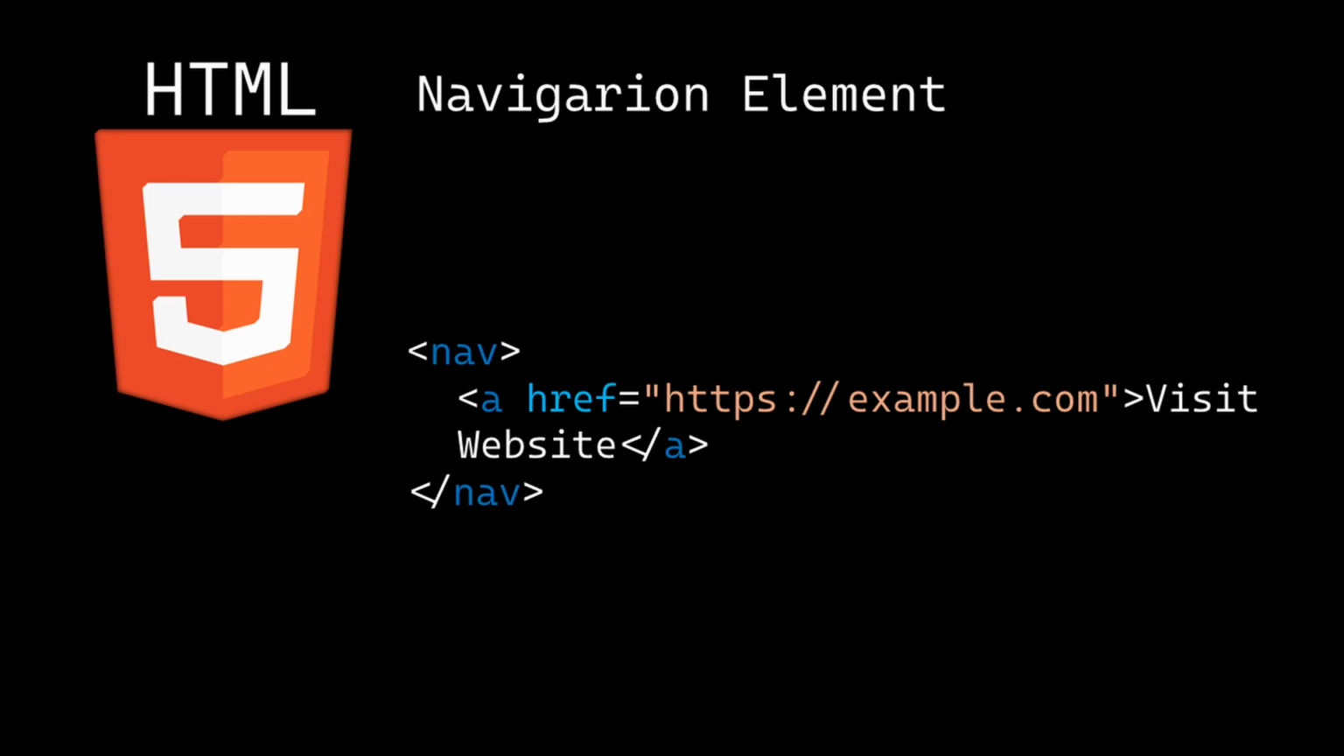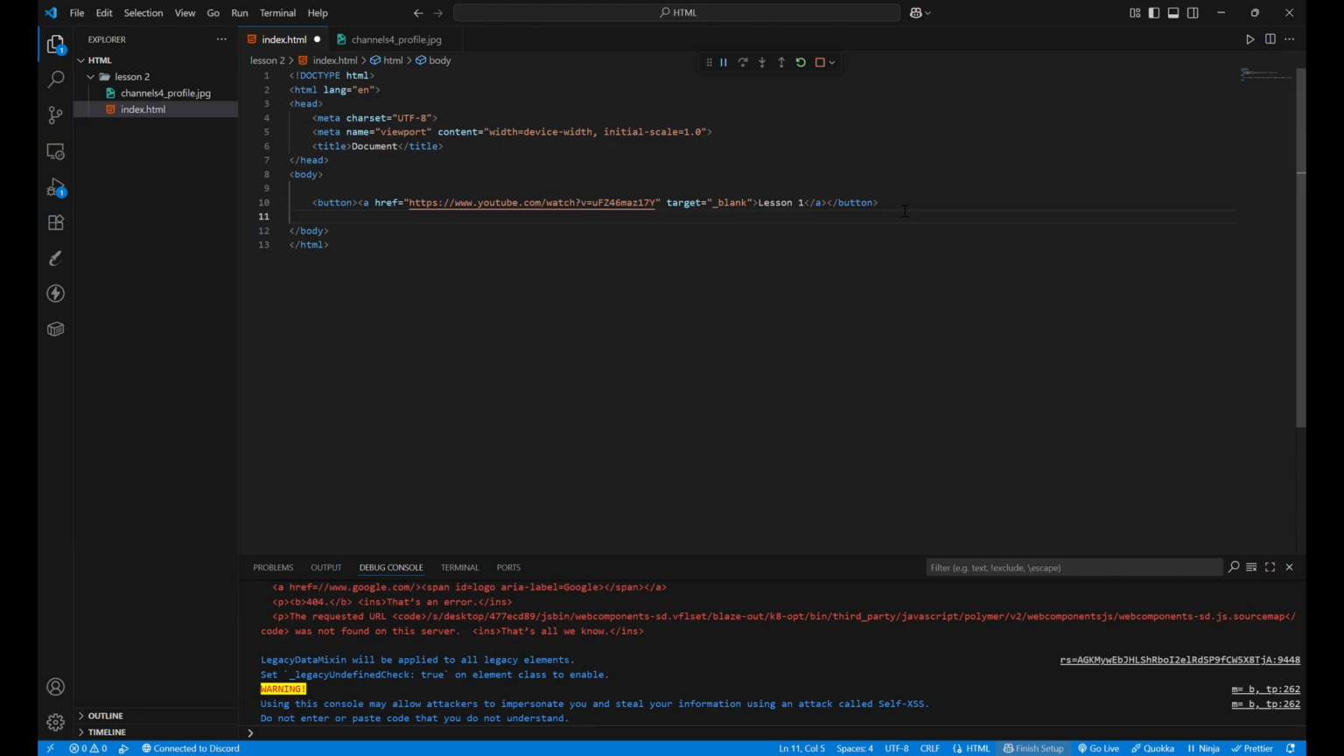Now we're going to look at the navigation element. The nav tag is used to group navigation links and menus on a website. It helps browsers and search engines recognize which links are part of the main navigation. It usually contains anchor elements, links to other pages or sections.